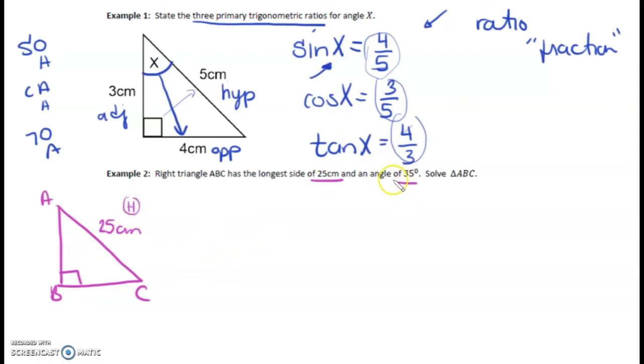It has an angle of 35 degrees, so we can put that for A or C, it doesn't matter. Here's our 35 degrees. This question is asking us to solve triangle ABC. So solve means find 3 angles and find 3 side lengths.